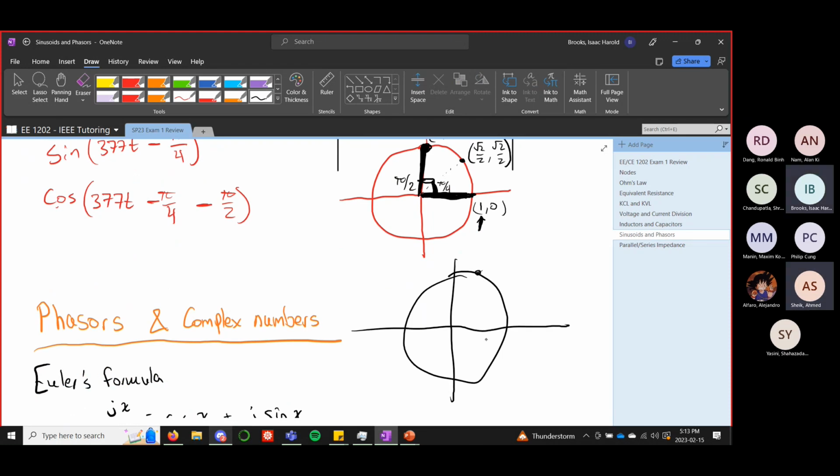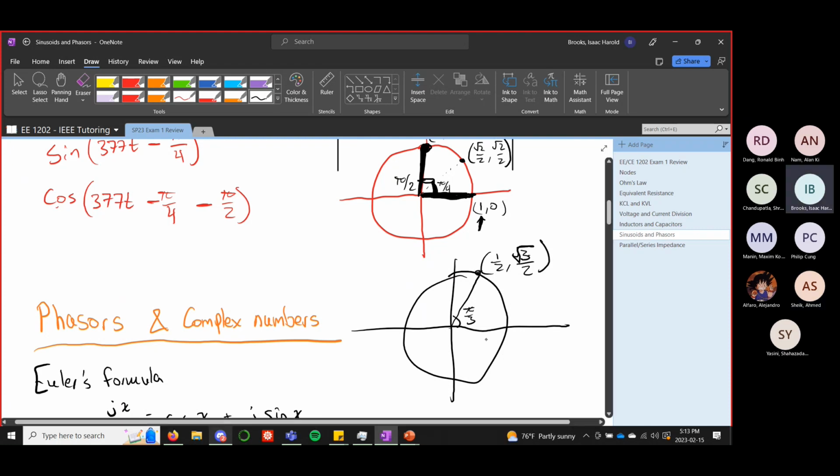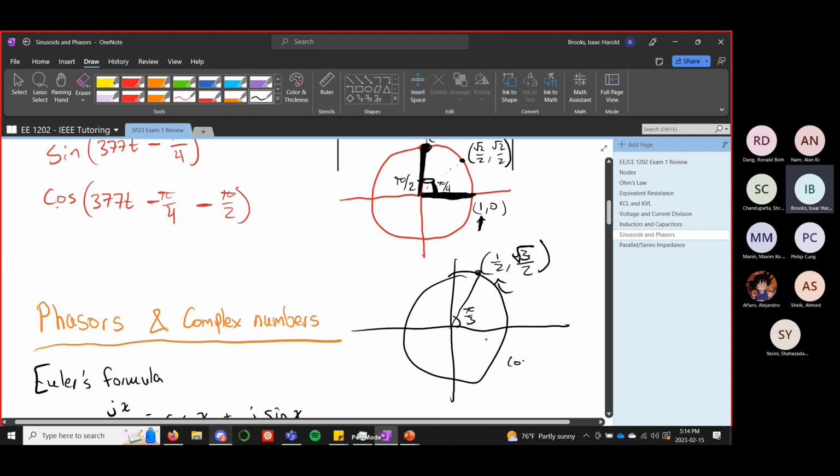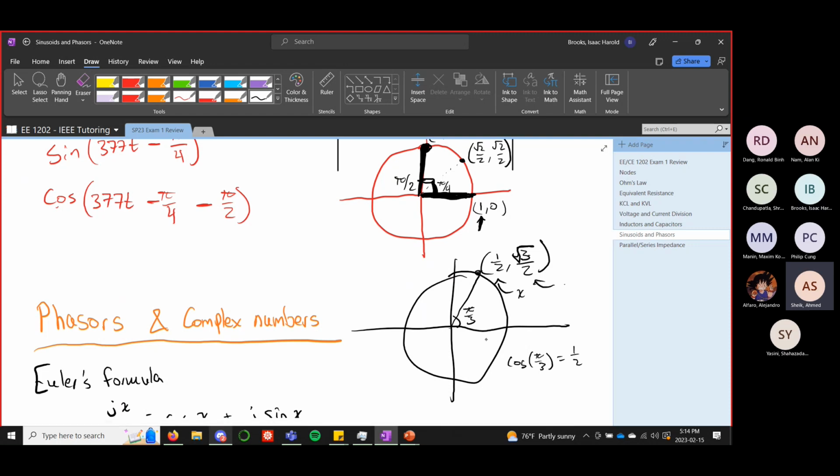Say that we're here, our angle is pi over 3. This point is root 3 over 2, exactly. So the cosine of this angle is the x-coordinate here. So the sine of pi over 3 equals 1/2. Or wait, no, it's cosine. The cosine of pi over 3 equals 1/2. That's the x-coordinate. And the sine of pi over 3 equals square root of 3 over 2.